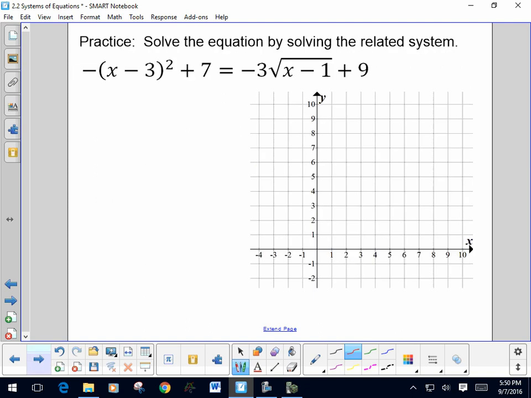Here was a practice one for you to try. I'll go ahead and graph it. So if we treat this as a system, we're going to graph this parabola first. So it starts at the point 3, 7, and it has a negative coefficient there, so it is reflected down. 1, 3, 5.